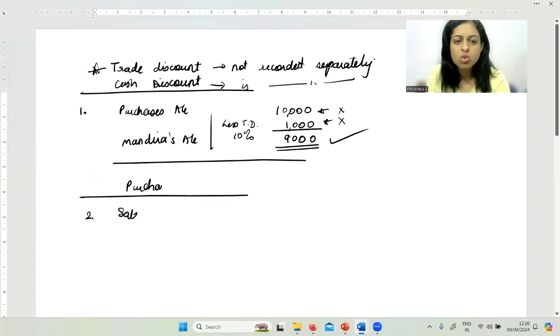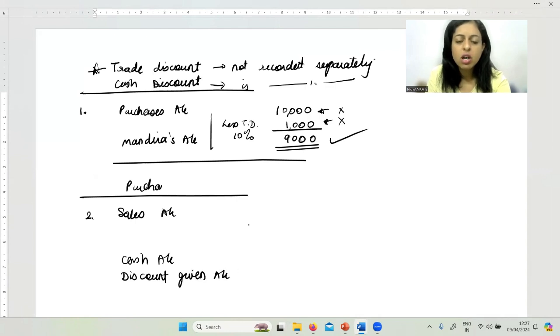Second one I'm just doing a rough work here. First, sales account, and second is cash account directly, not Gautam's account. Okay. And also, since you are giving cash discount, you will write discount given. This will be a third account.